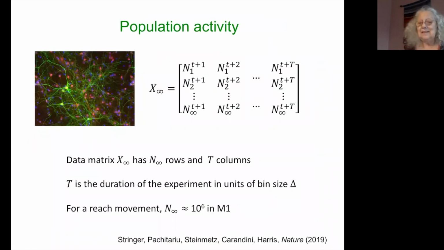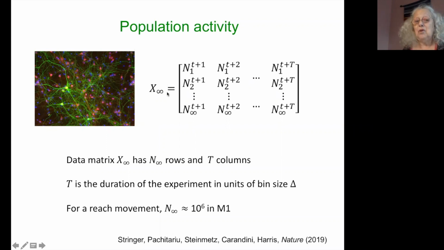So how do we present the data? We present the data as a matrix. And in this matrix, every row represents one of the neurons that we are recording from, and every column represents a time. So time has been discretized. We create bins of size delta. So we start at t plus 1, t plus 2, all the way to t plus capital T. Capital T is the duration of the experiment, measured in units of bin size delta.